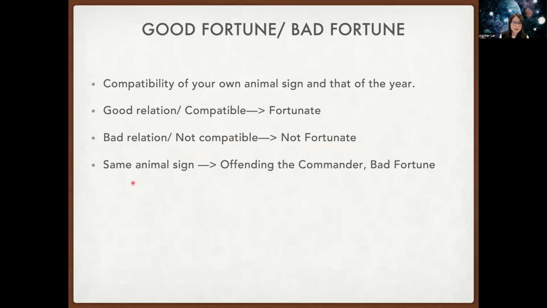And if you are in the same animal sign, that means if you were born in the dragon year and this year is the year of the dragon, then we call it offending the commander. No matter which animal sign you are, if you go back to your own animal sign, then you are offending the commander because he's the boss. Then it's said that you will have bad fortune.